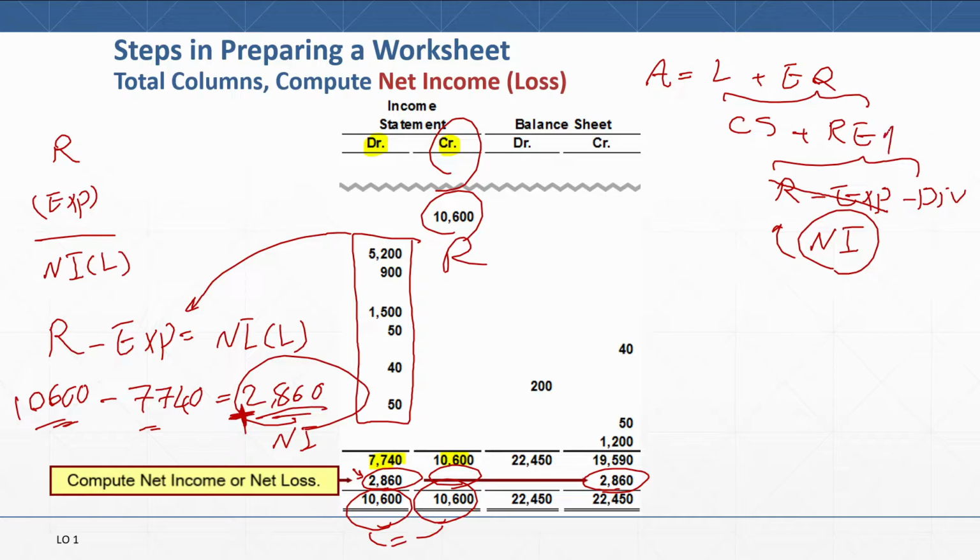Okay, so if we have net income, a positive number, net income here increases retained earnings and eventually increases equity. And equity is under the credit side of the balance sheet. See how it works? So when we have net income, we put that number under the credit side of the balance sheet, and vice versa. If we had net loss, that number goes under the debit side of the balance sheet.